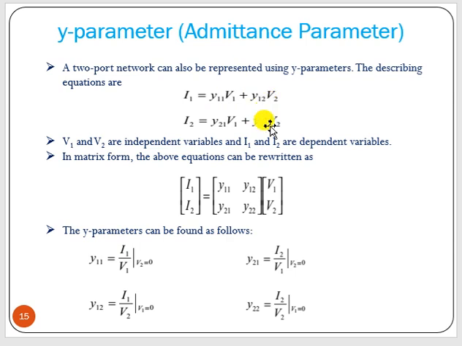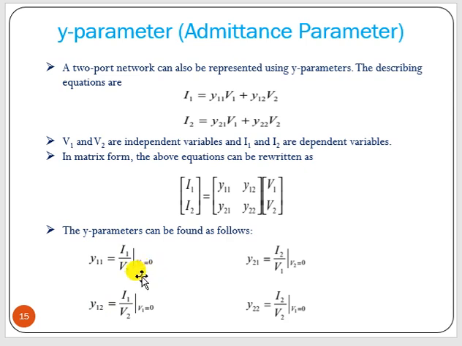Now when V2 equal to 0, we can find Y21, that is I2 divided by V1. To find Y12 we have to make V1 equal to 0, then Y12 equal to I1 by V2. Similarly Y22 equal to I2 by V2. Here Y11 is nothing but I by V, and I by V means it is admittance. This is port 1, so this is the input admittance. Y22, I2 by V2, for port 2 is the output admittance. I2 by V1 and I1 by V2 are the transadmittances.